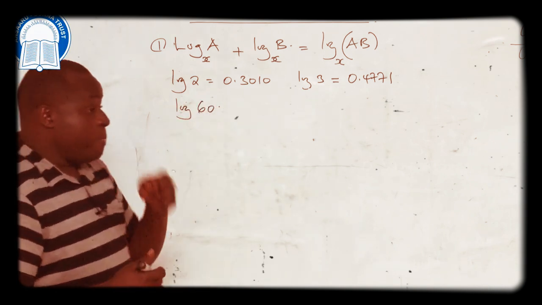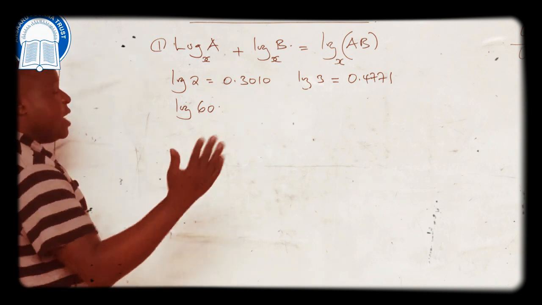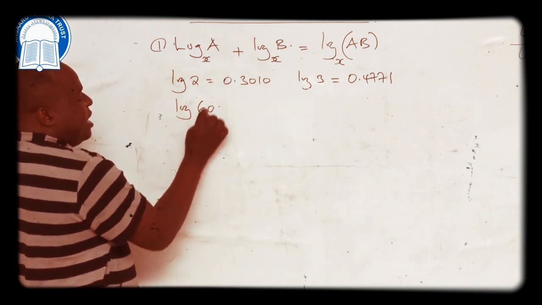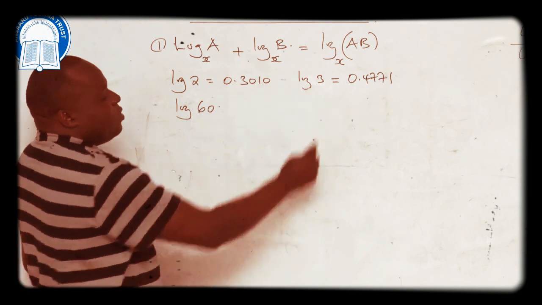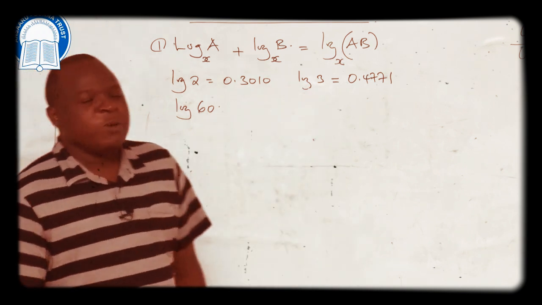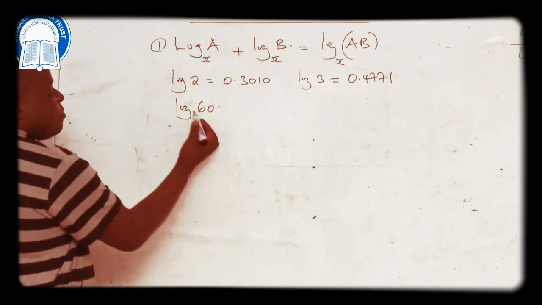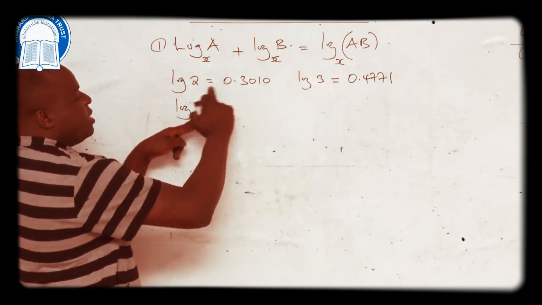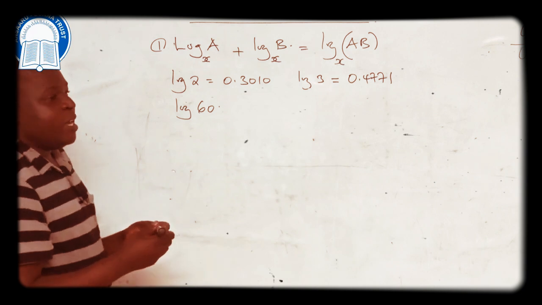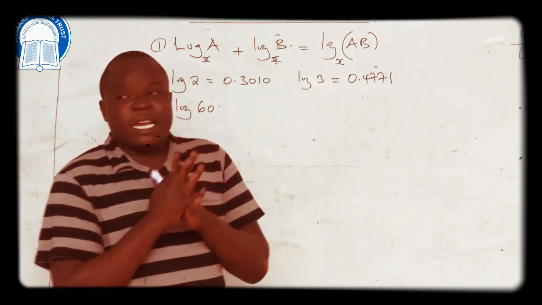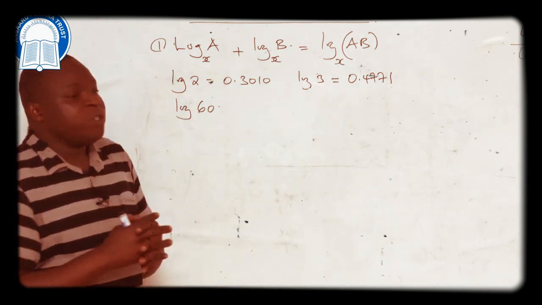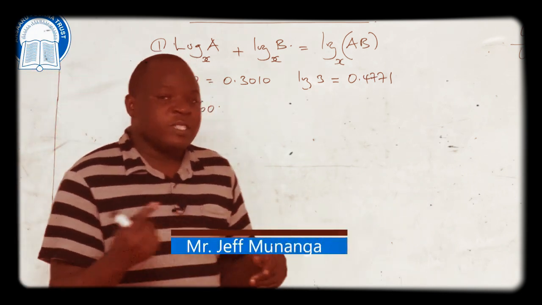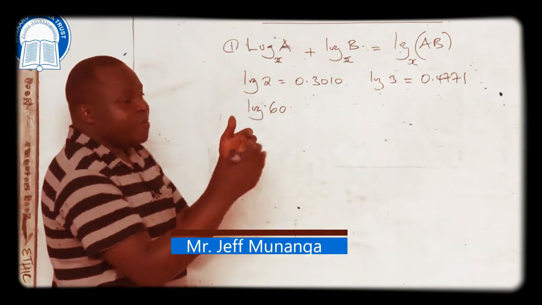Now this 60, I don't think there is any way I can write 60 in terms of 2 and 3 alone. It's kind of close to impossible. But when you see such values where you need something else, maybe the only numbers that you can use in this case are what you call the common logs. Common logs are like log 10.